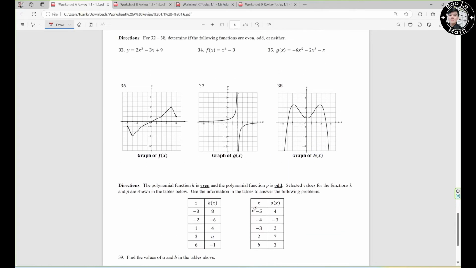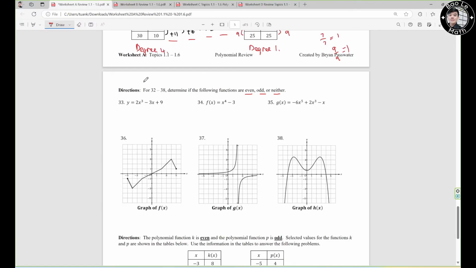Now let's move on to questions number 32 to 38. Determine if the following functions are even, odd, or neither. So keep that in mind. We have the formula: if f of negative s is negative f of s, the function is odd. If you have f of negative s is f of s, the function is even. Right, so we're going to check this one.